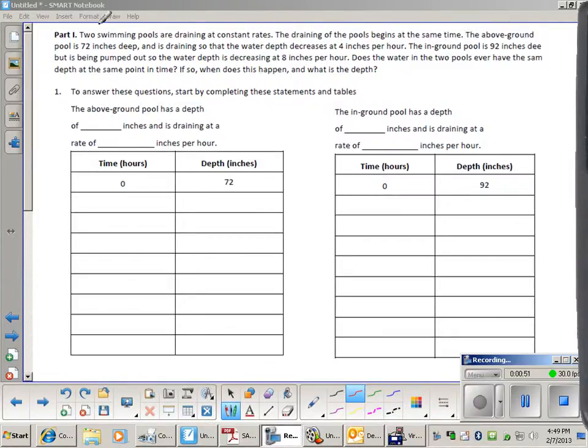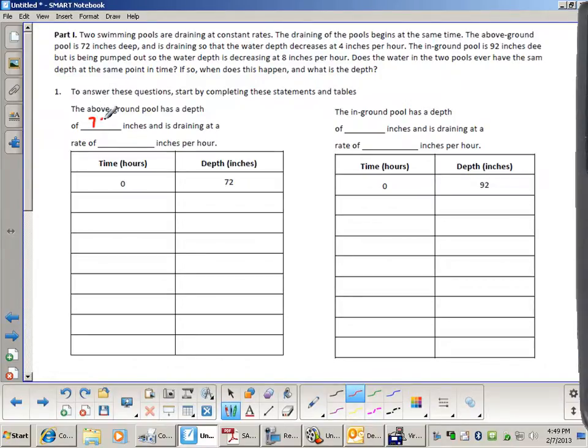The above ground pool is 72 inches deep and is draining at a rate of 4 inches an hour. So look how I'm going to write this. Minus 4 inches per hour. Over here, the in-ground pool is 92 inches deep and is draining at 8 inches per hour. And again, we're going minus because she's draining. So here's the deal. We got to fill out this table.